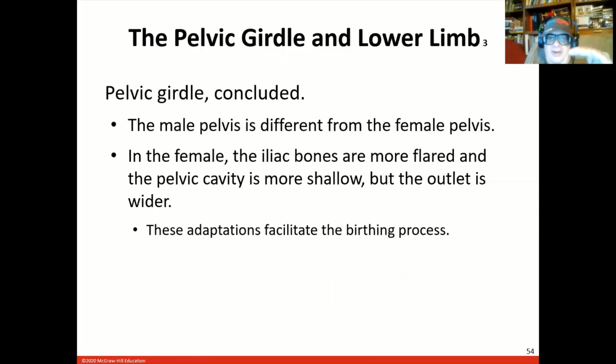The pelvic cavity is shallower, and the outlet, the hole, is wider. What I'm saying is the ischiums in a male, they'd be like this, and in a female, they'd be wider. They'd be like that. They are more than 90 degrees. If you see more than 90 degrees, like, oh, this is a female skeleton. So those adaptations make it easier for a kid to be born.